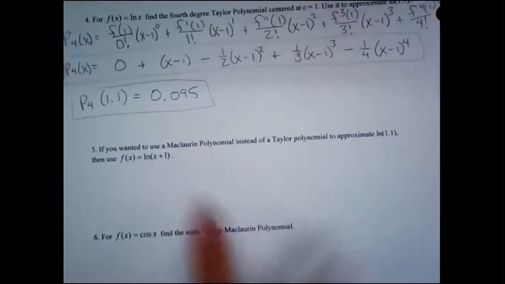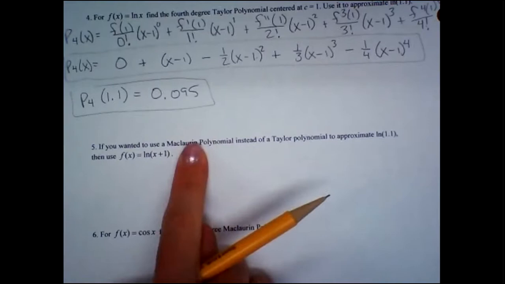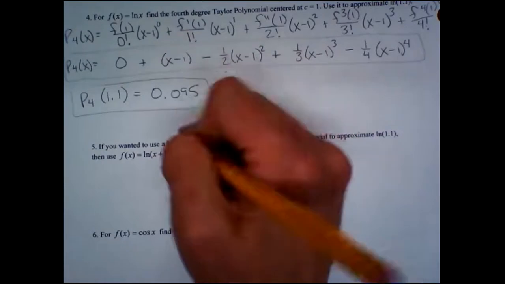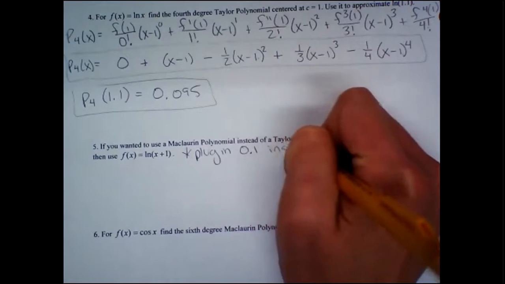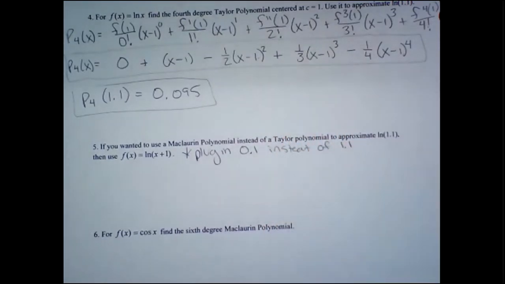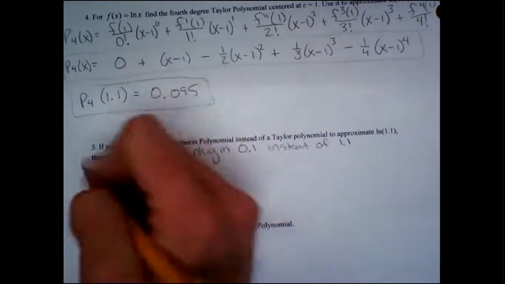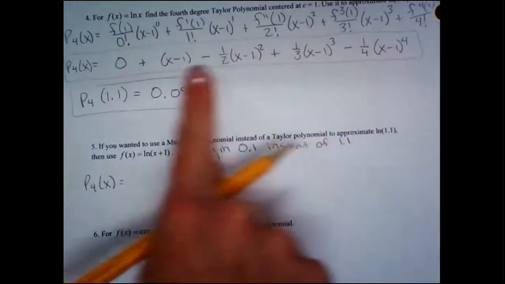Now, say you wanted to do a Maclaurin polynomial instead of a Taylor polynomial. Usually you do, because this would be centered at 0, so it'd be a little bit less work. You would use this as your function instead, and you would just plug in 0.1 instead of 1.1. It's like a transformation. You see how I'm just shifting it so that we can center it at 0 instead? We're not going to have to redo all this work, in case you were worried about that.